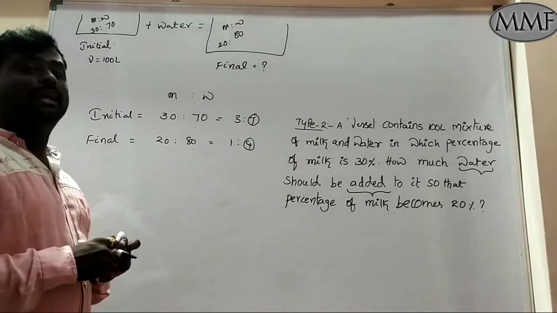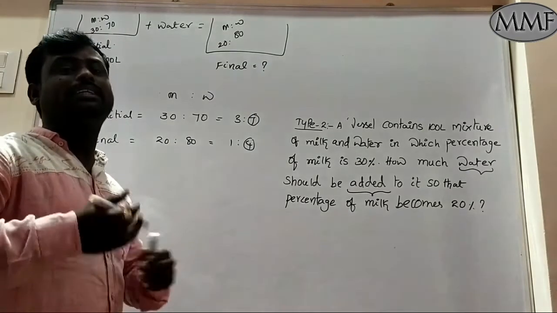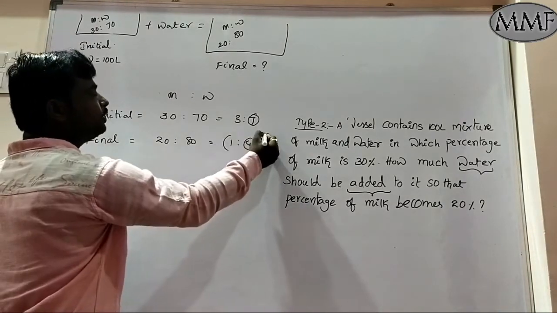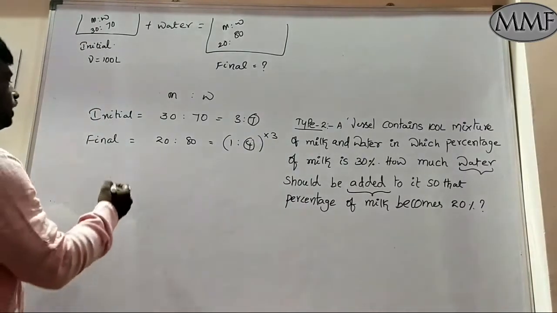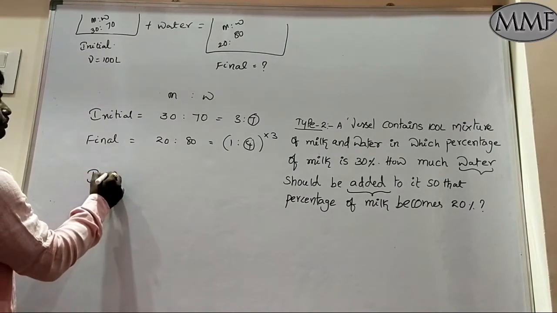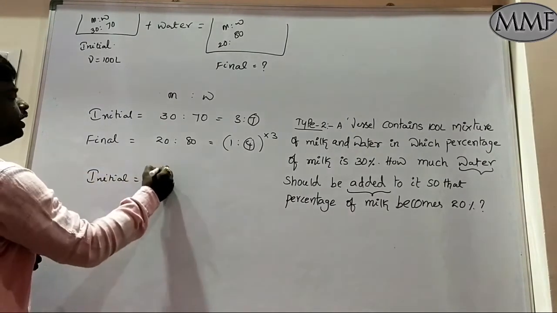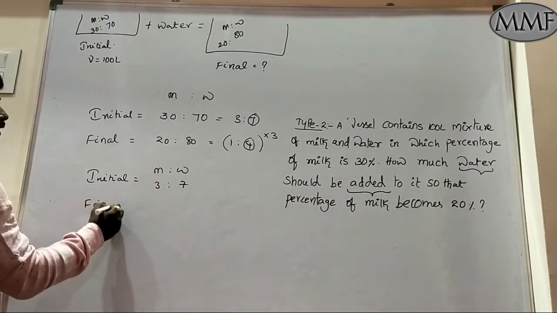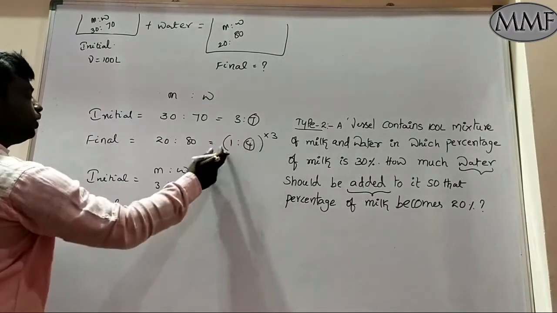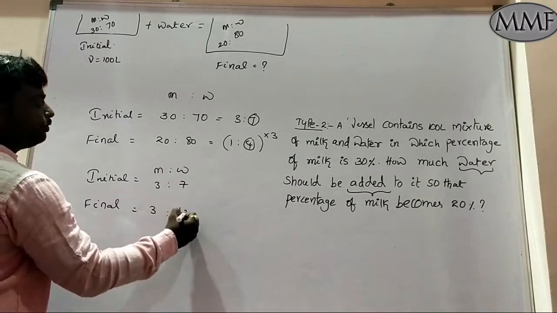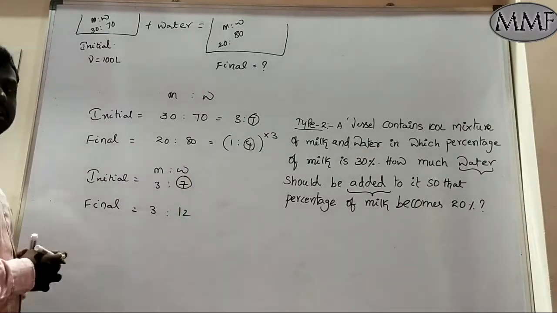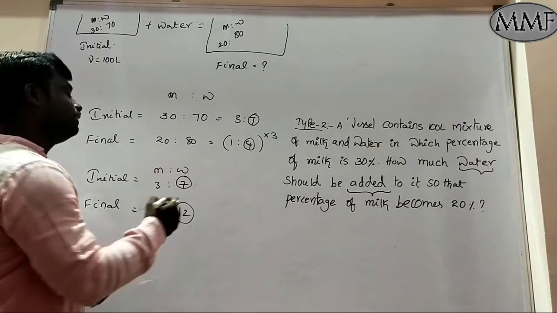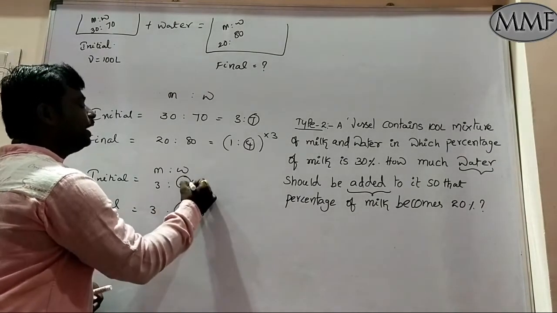So I will make equalization of ratios. To get 3 here, which number do we multiply with? Just simply 3. So what do we have here? Initial milk is to water is 3:7. Again final milk is to water will become, if you multiply by 3, 3 ones 3, 3 fours 12. If you see here, water initially is 7 units. Again water final will become how many units? 12 units.